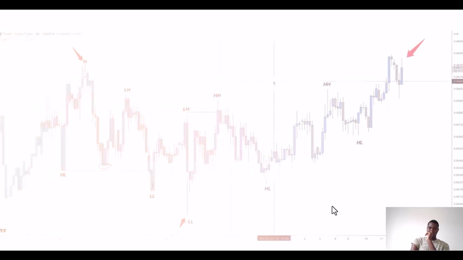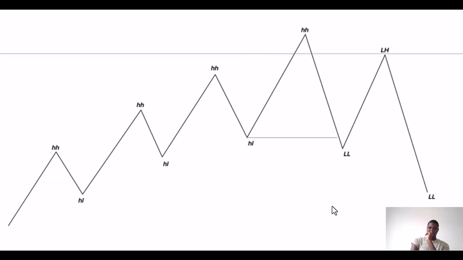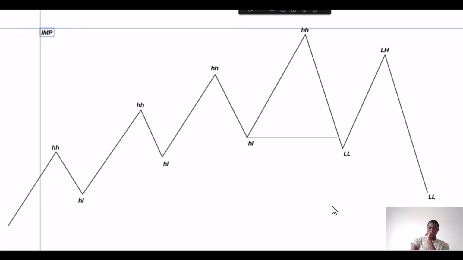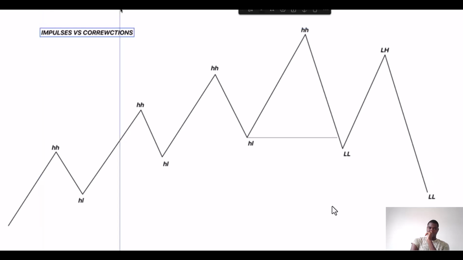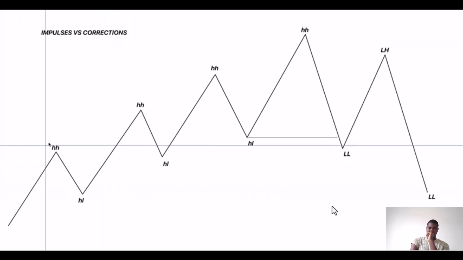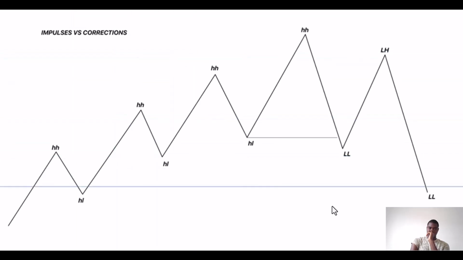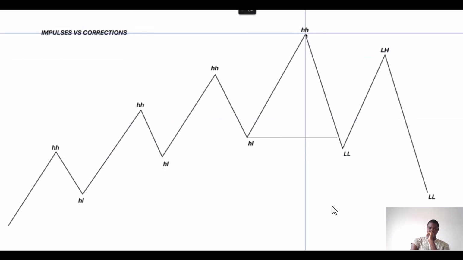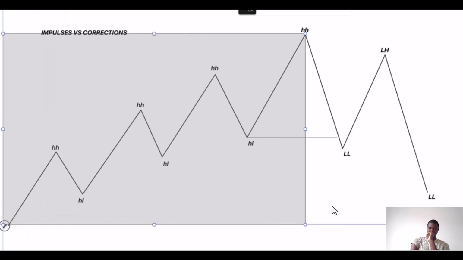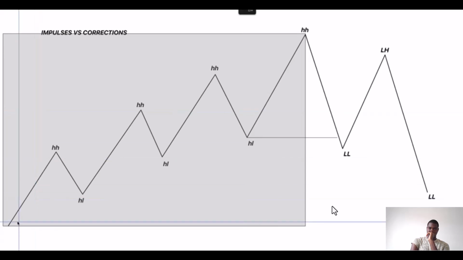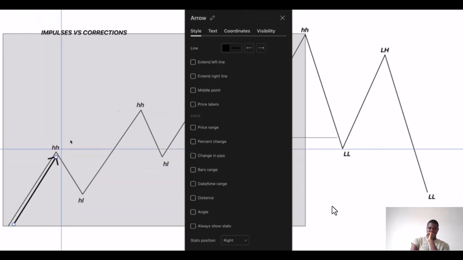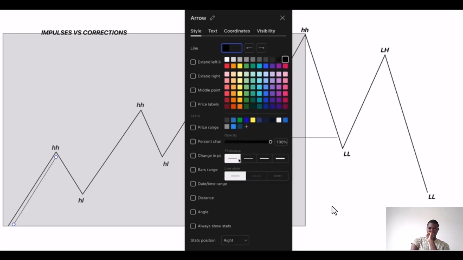So let's move on. Alright, so the next thing to talk about is impulses versus corrections. Impulses and corrections are the two phases which markets trade in when they are in a trend. So during an uptrend, which is going to be pretty much all of the price action from the low here up to the very high in the trend, there are going to be two types of move in each of these little pushes we get: impulse moves and correction moves.